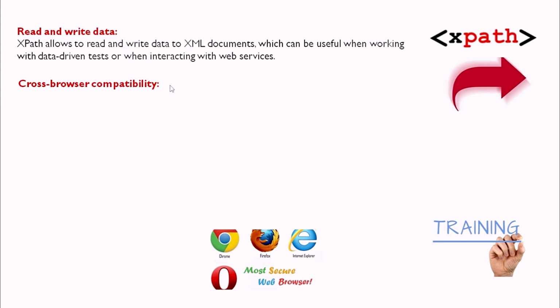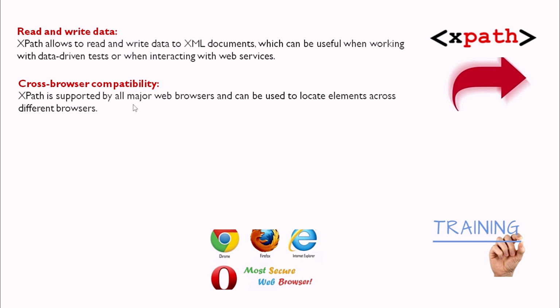Cross browser compatibility. XPath is supported by all major browsers and can be used to locate elements across different browsers. If I have written one locator in Chrome, and when I run my application in Firefox, Opera, or the Edge browser, then the same locator sometimes will not work.